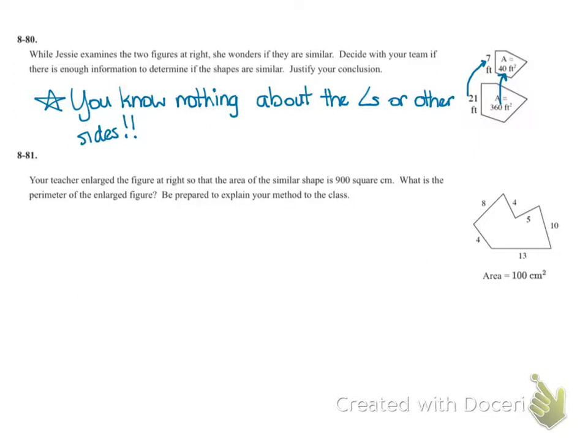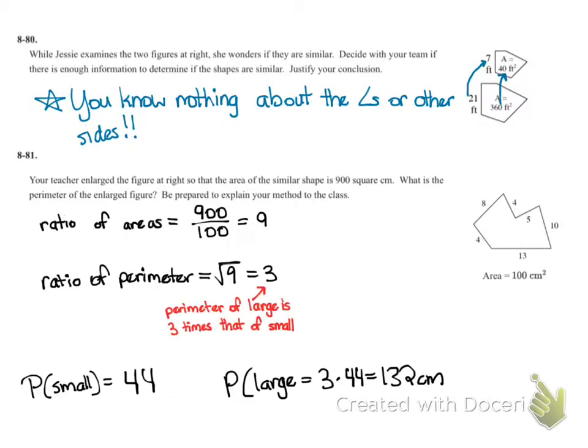All right, so now let's look at question 81. This is the last question for today. It says, your teacher enlarged the figure at the right so that the area of the similar shape is 900 square centimeters. What is the perimeter of the enlarged figure? Be prepared to explain your method to the class, aka yourself. So go ahead, pause the video, try that one.